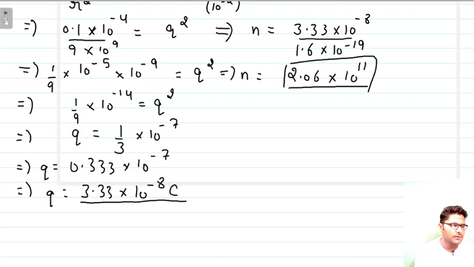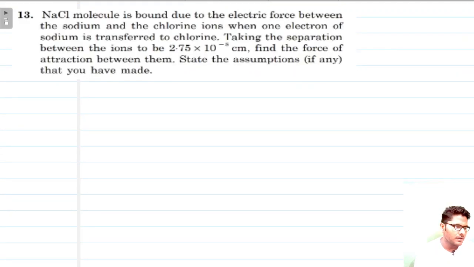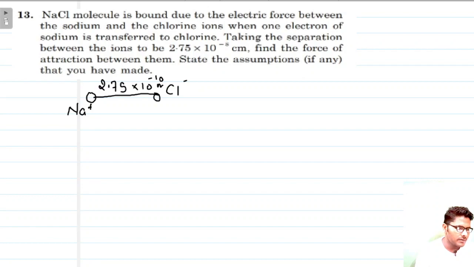So let us move on to the next question. NaCl molecule is bound by electric force. Suppose this is our Na positive and this is our Cl negative, and these two are separated by a distance of 2.75 into 10 raised to power minus 10 meters. In the question you have been given 2.75 into 10 raised to power minus 8 centimeters, so when you convert this into meters, you have to divide by 100.